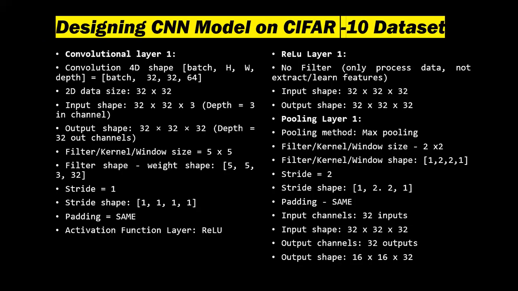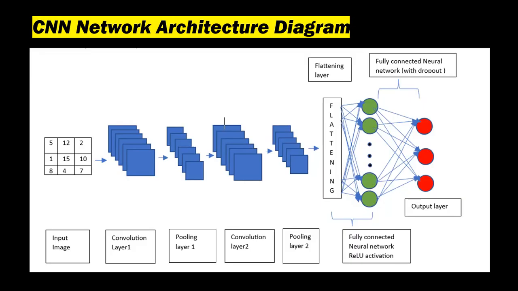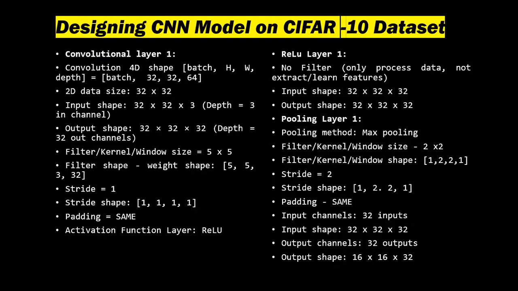Now, after the architecture of the CNN network is done, what we should do is design the model. The design will be done from the architecture. Here we can see that we are using two convolutional layers, two pooling layers, one flattening layer, one fully connected layer, and one dropout layer, and also one output layer. With all these included, we will design the model.